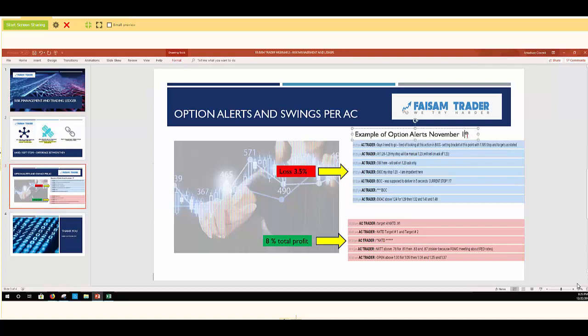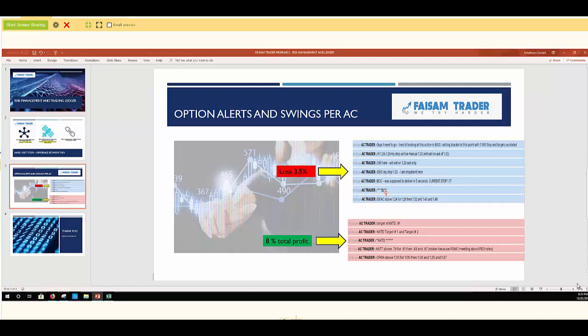Actually, it was on November 15. So let me just delete that. It must have been from the previous session. Okay. So BIOC. I alerted that above 124, the stock was moving that day, decent volume. I alerted that above 124 for 129 scalp, and then 132, 140, and 148.